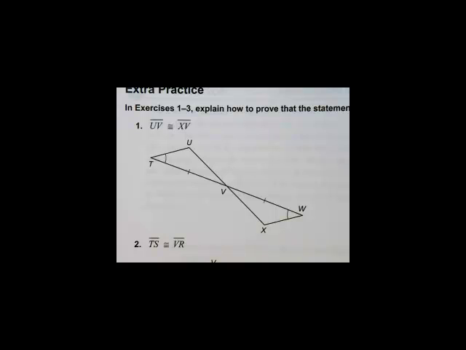Yes? UV and VX? No. That's what I'm trying to prove is congruent. Right? I want to show that UV is congruent to XV, but that's not the actual little extra piece I have. Yeah?